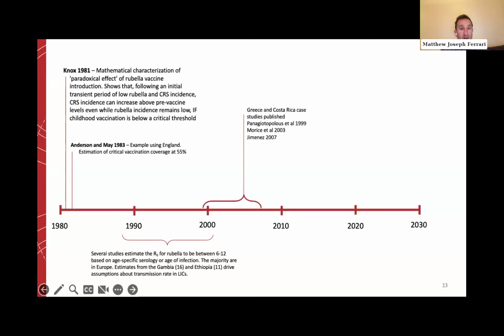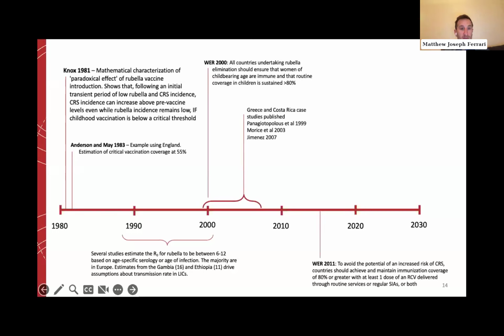Then there were a series of observations in Greece and Costa Rica, where some studies were published that indicated a concern about the paradoxical effect, where several years after rubella introductions, there were some rubella outbreaks that led to high incidence of CRS, and that again raised the alarm of the concern of the practical manifestation of this paradoxical effect.